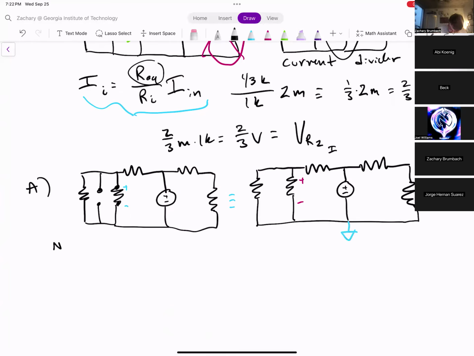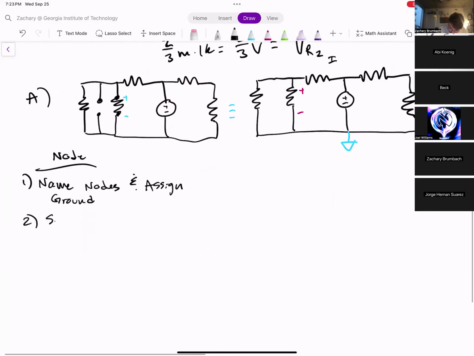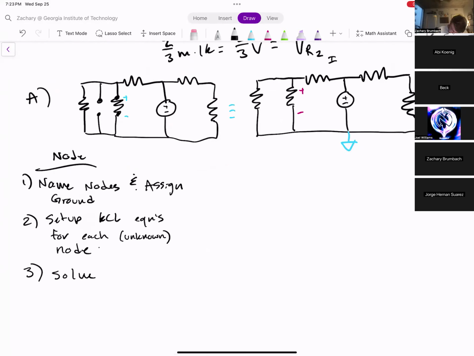Okay, for node analysis, the steps are as follows. Number one, name nodes and assign a ground. Two, set up KCL equations for each node. Three is solve. And for this, we usually use the reorganized Ohm's law of I equals V over R.